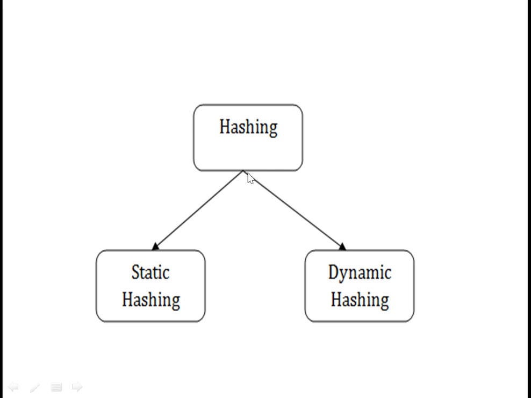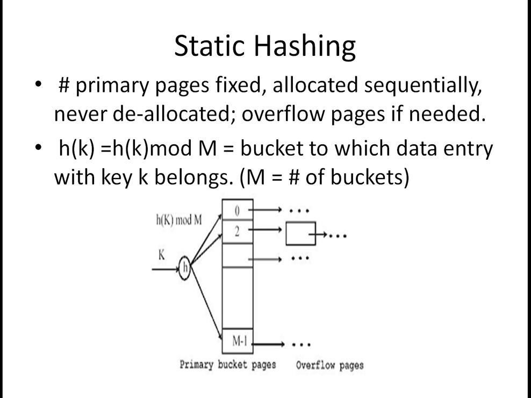We have two types of hashing, static hashing and dynamic hashing. As the name suggests, static hashing means once you have decided the number of buckets in your hash, the number of buckets is fixed. That is called static hashing. Primary pages are fixed and they are allocated sequentially. But you cannot deallocate your buckets in a hash technique.